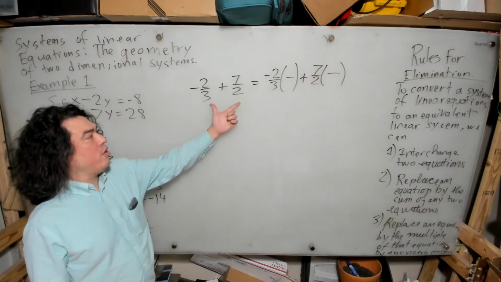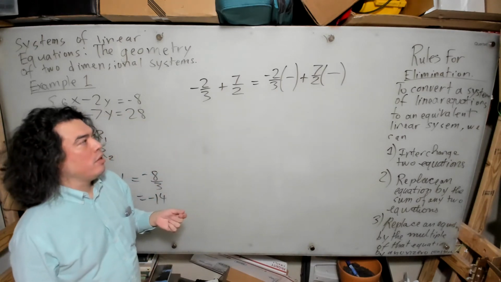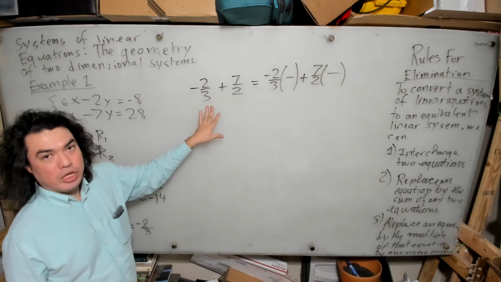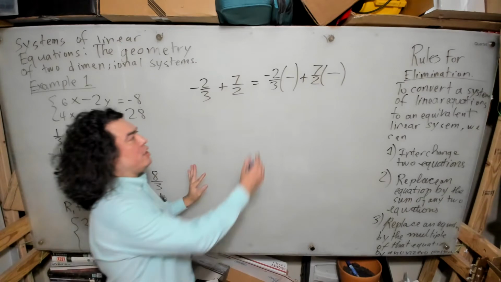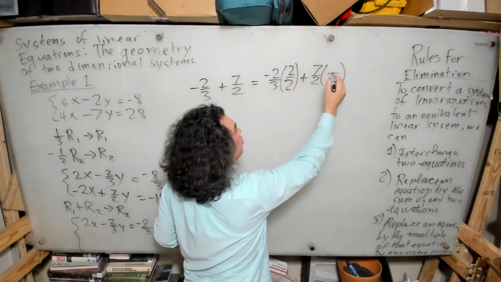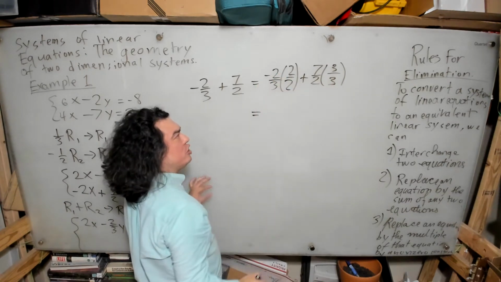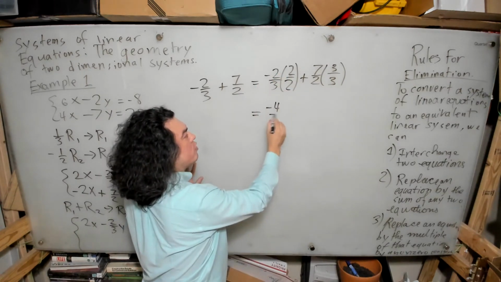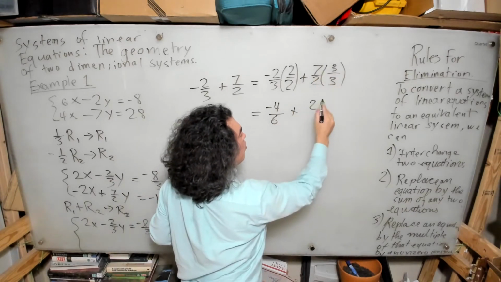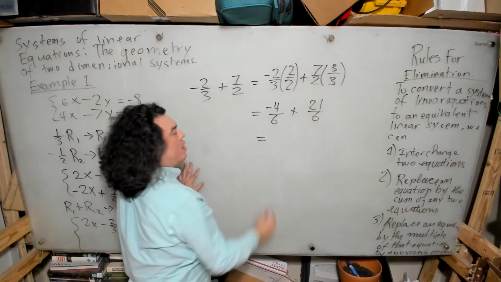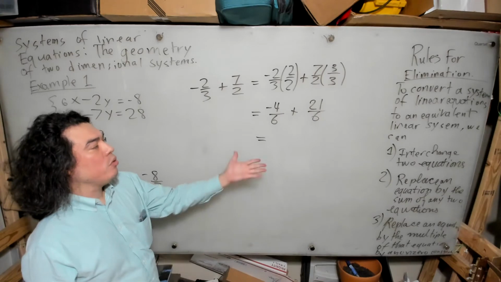So in this case, 3 and 2, we know, 6 is a perfect candidate, because I can multiply 3 by a number to get 6, namely 2, and I can multiply 2 by a number to get 6, namely 3. So in this case, I can put here 2 over 2 and 3 over 3 here. This gives us, now I can multiply these fractions just as before, so this becomes negative 4 over 6, and I can multiply these two fractions as before. 7 times 3 is 21 over 6. And now I ask myself, what is negative 4 over 6 plus 21 over 6? This will be 17 over 6.